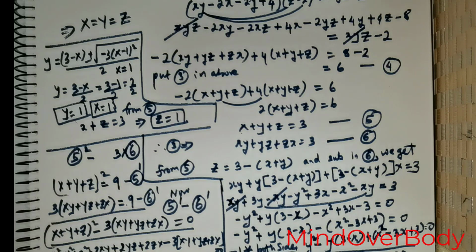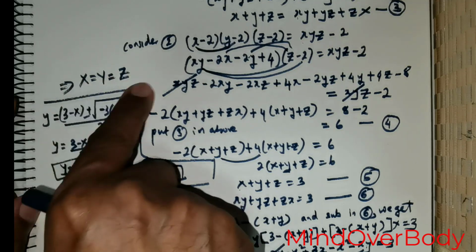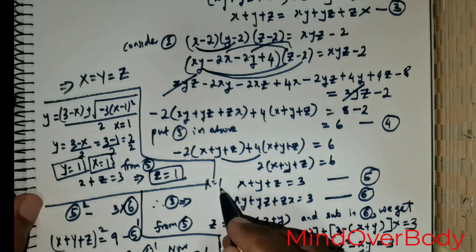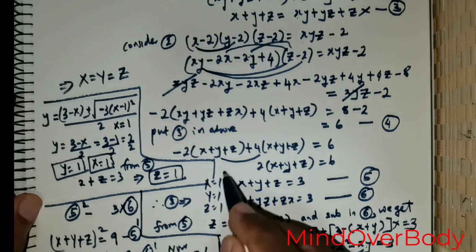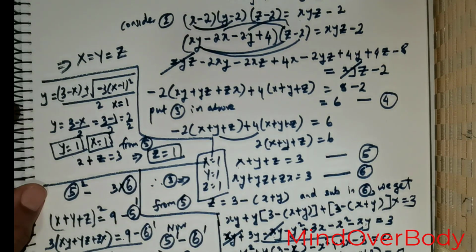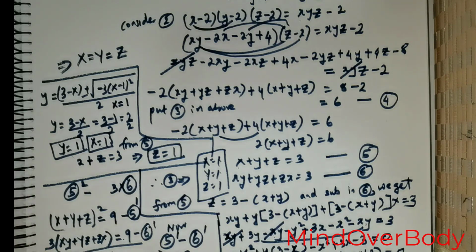Now comes method 3. I hope you understood method 2. Clearly we have come to this conclusion that x is equal to y is equal to z, and the only time that equation 5 can hold good is when x is equal to 1, y is equal to 1, and z is equal to 1. So that is the argument. Okay, now method number 3. This is to ascertain that x equal to 1, y equal to 1, z equal to 1 is the only solution possible for this particular system.